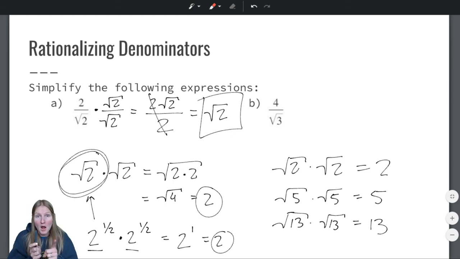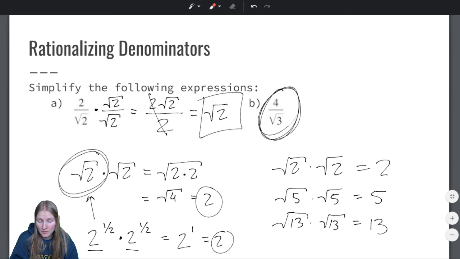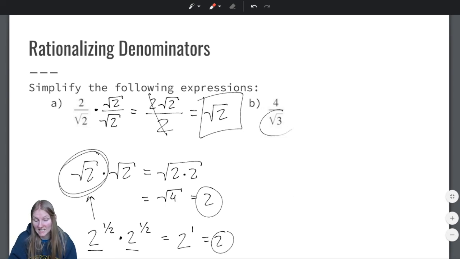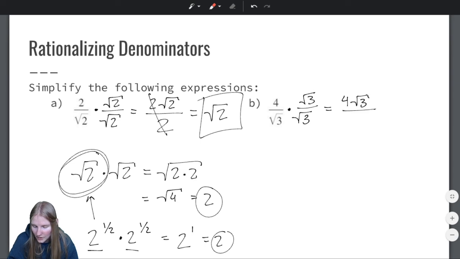Okay, pause the video and try part B on your own. Unpause it and let's do it together. I'm going to erase these over here because we don't need them anymore. All right, I want to get rid of the square root of 3 in the denominator. So I'm going to multiply by the square root of 3 over the square root of 3. And I get 4 times the square root of 3 over 3.